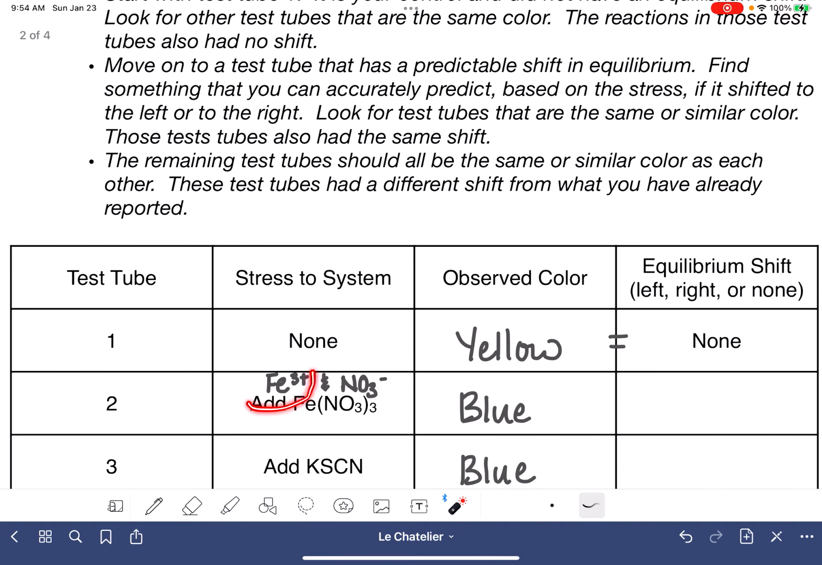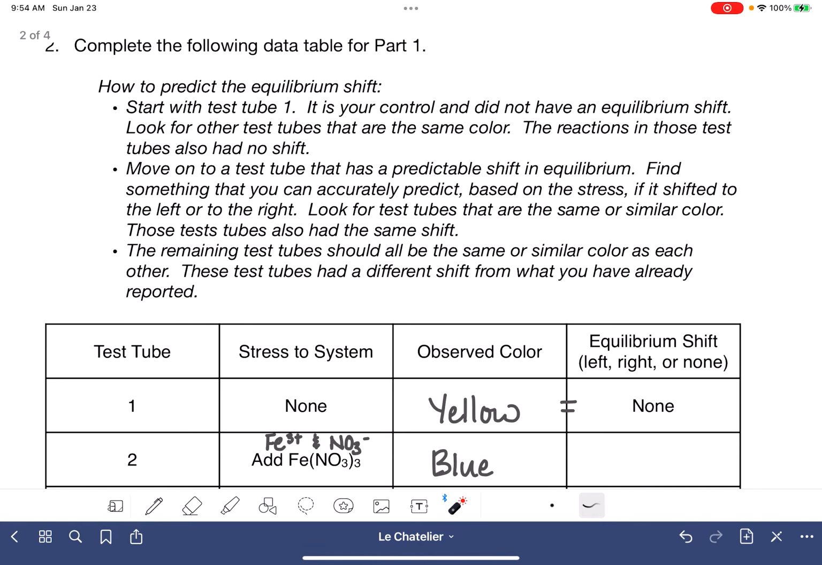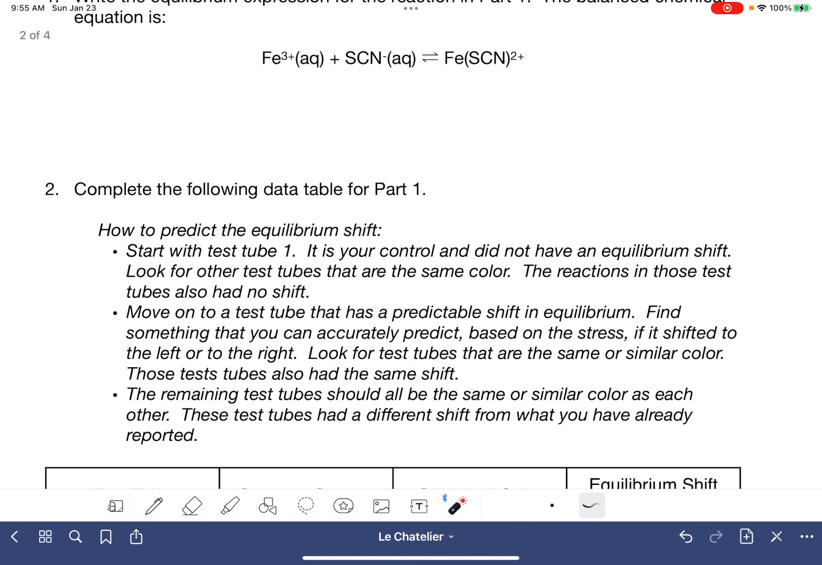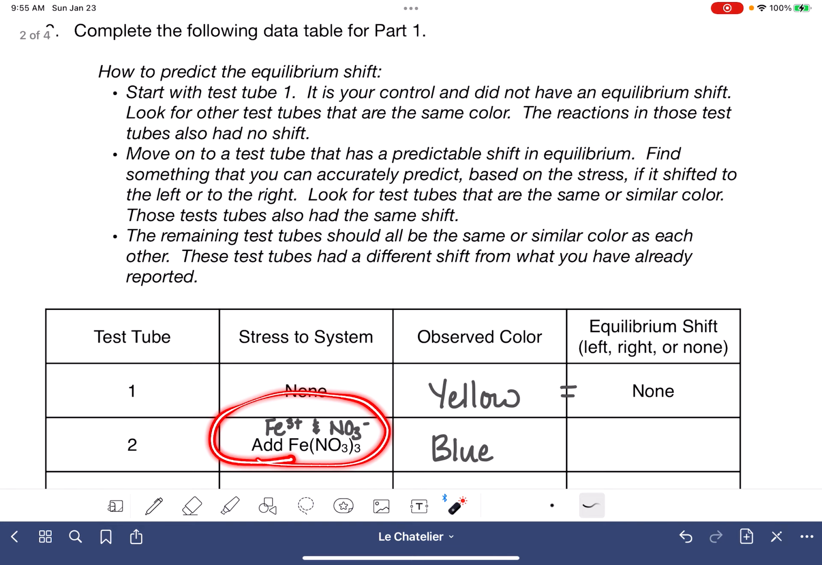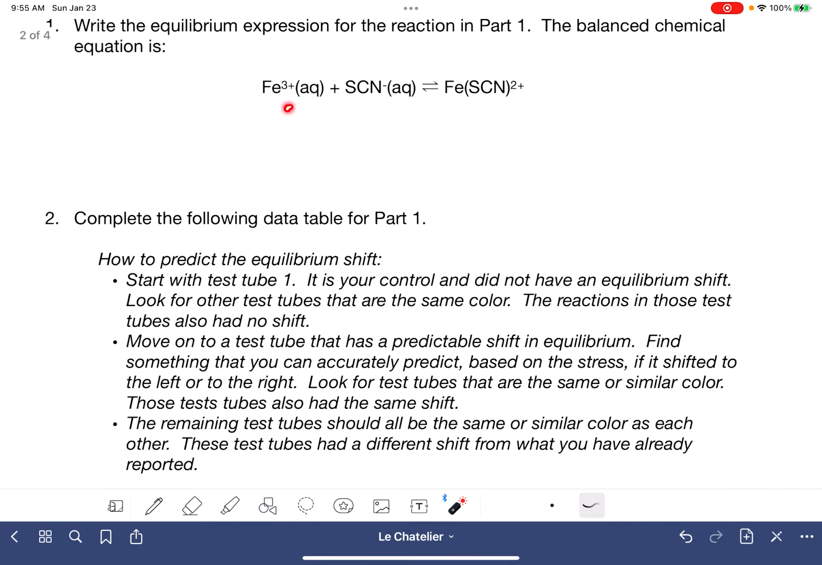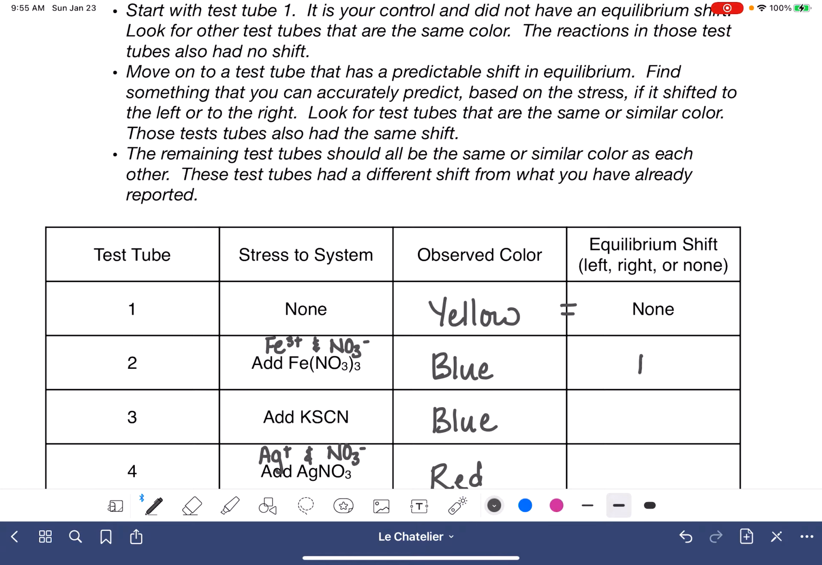So knowing that we are adding Fe3+ and also NO3-, what we want to do is look at our balanced equation and see which one of these two substances is actually in the equation. It's Fe3+. So when we add Fe3+ to the system, we're adding one of the reactants. And Le Chatelier's principle tells us that that's going to cause the position of equilibrium to shift to the right. So I'm going to make a note of this right here. We know because we added a reactant, the position of equilibrium is shifting to the right.